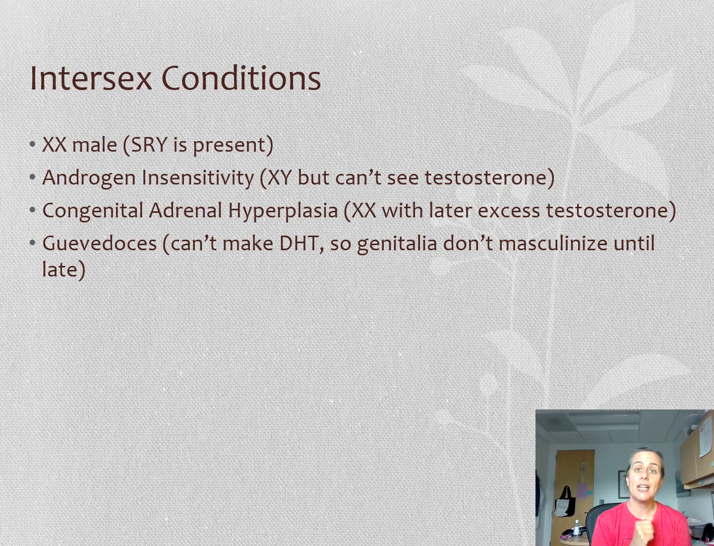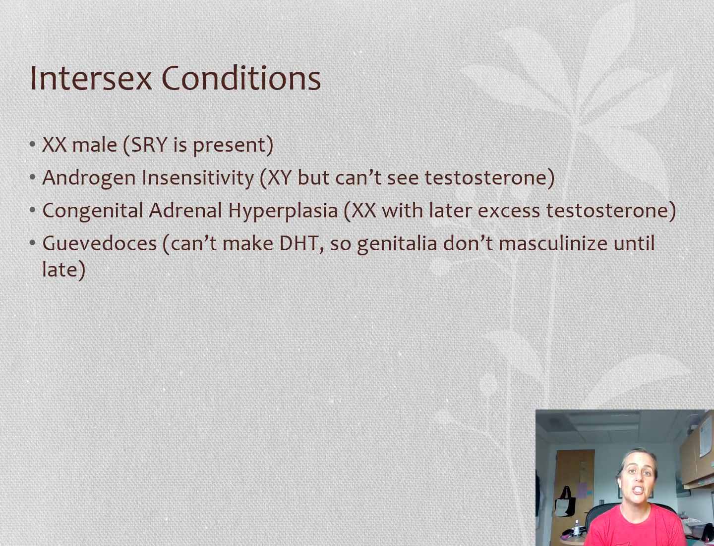And then we talked about androgen insensitivity, so XY individuals whose bodies can't see testosterone, so their Müllerian ducts go away, their Wolffian ducts go away, even though they have testes, they can't see that testosterone, and their external genitalia feminizes because they can't see the testosterone, and they usually don't know they have this condition until puberty comes and they don't get their period.